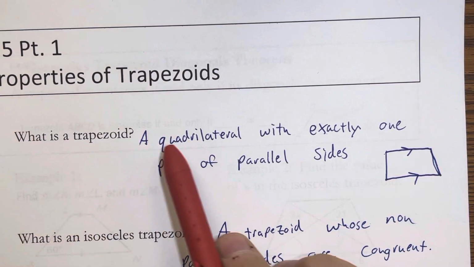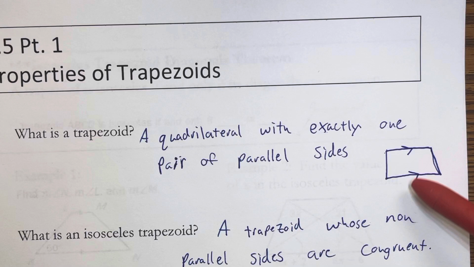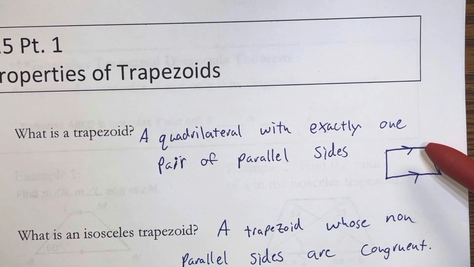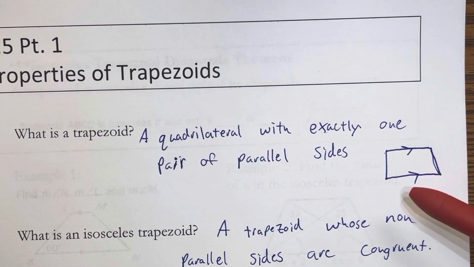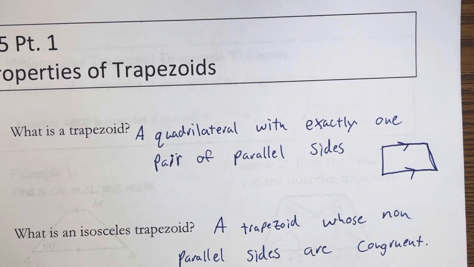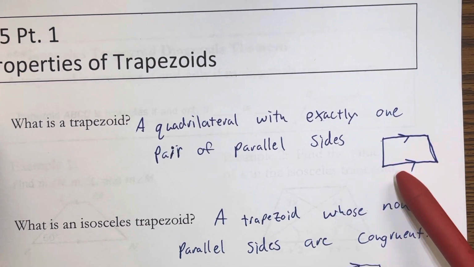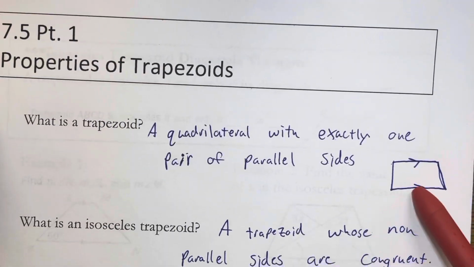A trapezoid is a quadrilateral with exactly one pair of parallel sides. So only one pair of opposite sides can be parallel. The other opposite pair of sides will not be parallel. Okay, so that's a trapezoid. So I drew a kind of a funky looking trapezoid just because typically you'll see one drawn more like this, but this is also a trapezoid.